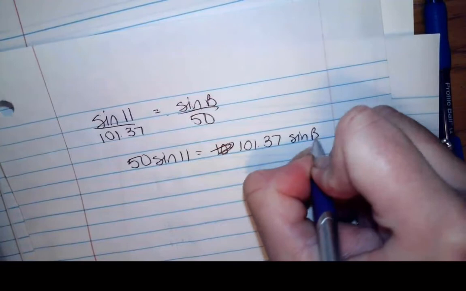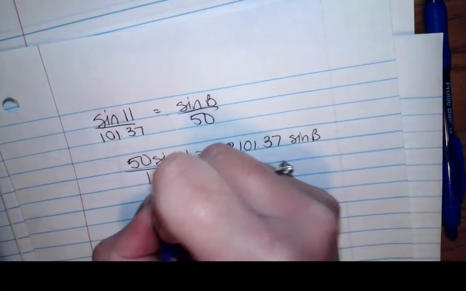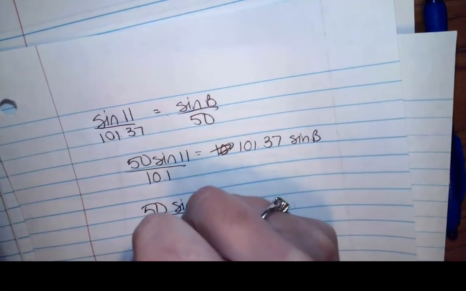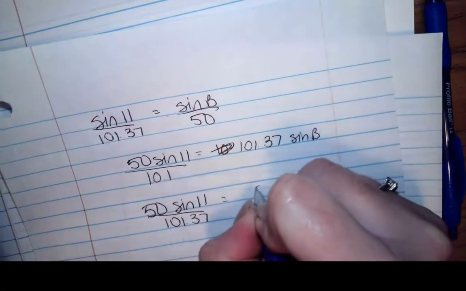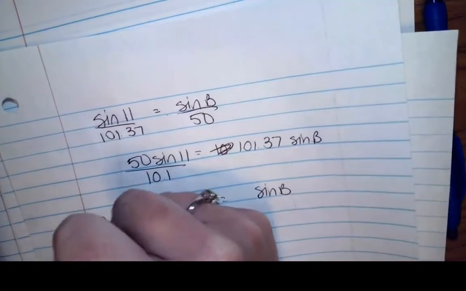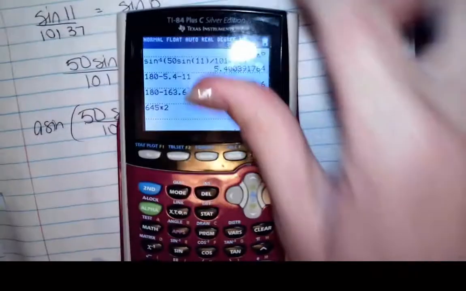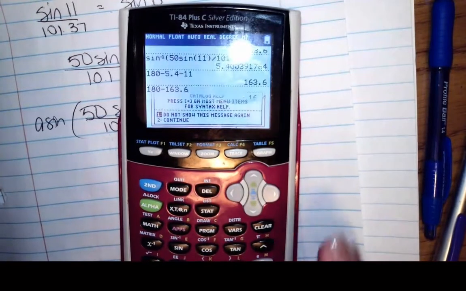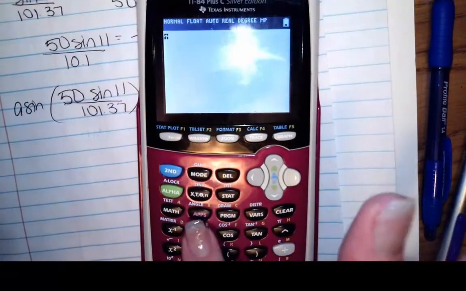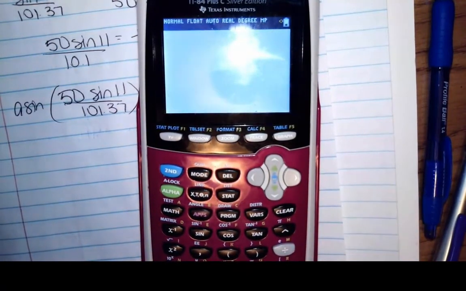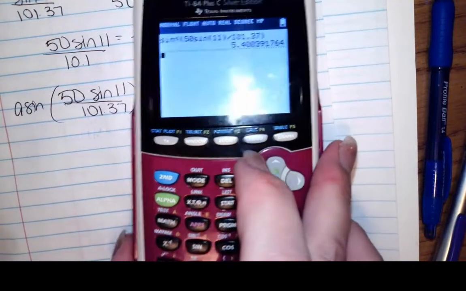10137 sine B, and then I divide both sides. 50 times the sine of 11 over 10137 equals the sine of B, and then I take the arc sine of both sides. So when I do that, I've lost my calculator, but I get the arc sine of 50 sine 11 divided by 10137, and that gives me 5.4000, whatever.